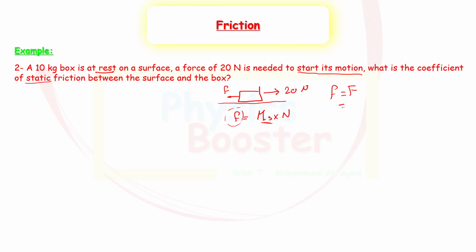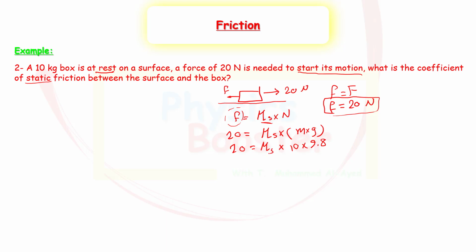What is the applied force? It's equal to 20 newtons. So I can say that the friction force is equal to 20 newtons, and I can go back to my equation. So 20 is equal to the coefficient of friction, which is unknown, multiplied by the normal force. Now, is the surface horizontal? Yes, as we can see, the surface is horizontal. So the normal force is equal to the weight, which is m multiplied by g. Again, 20 is equal to the coefficient of friction, which is unknown, multiplied by the mass of the object, which is 10 kilograms, multiplied by g, which is 9.8.